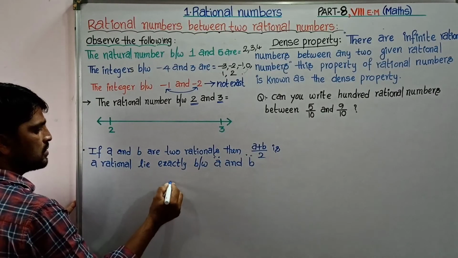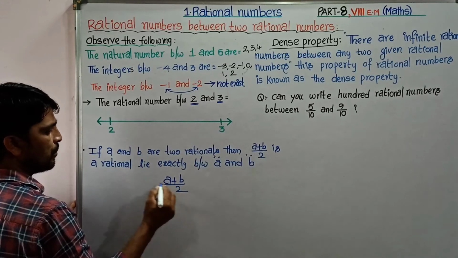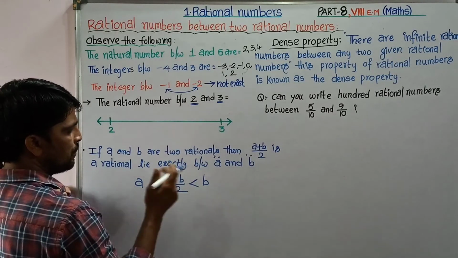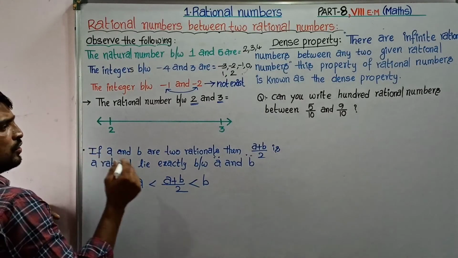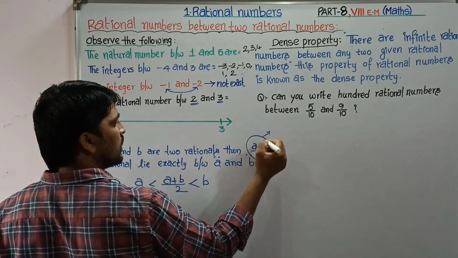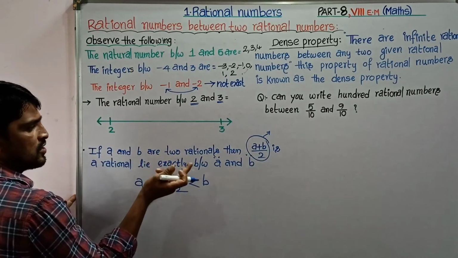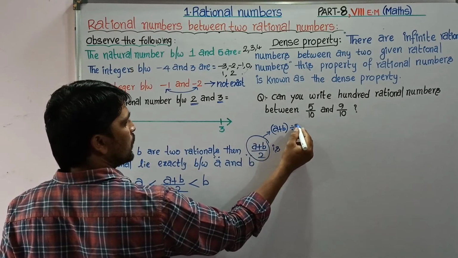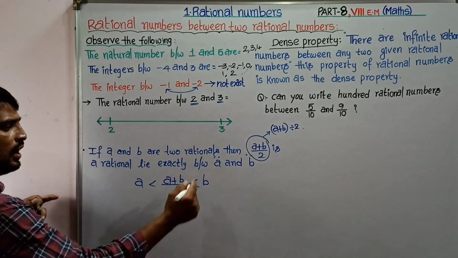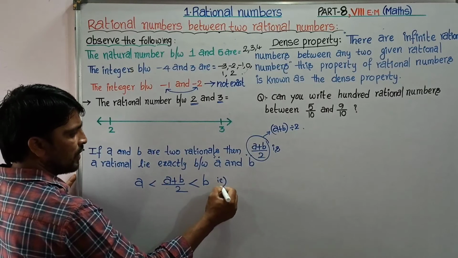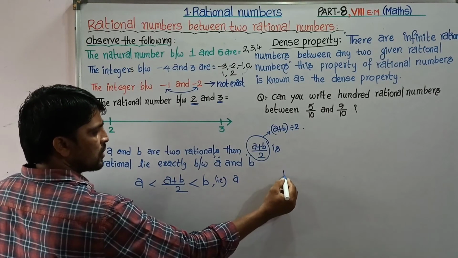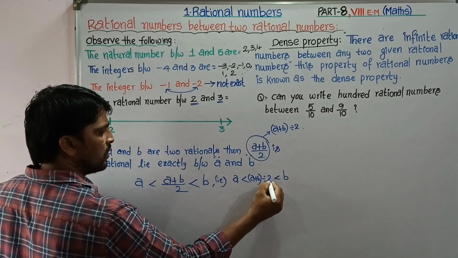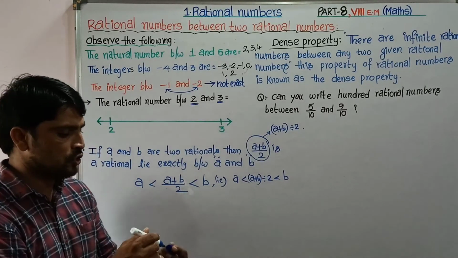That can be written as: (A plus B) by 2 is a rational number that lies exactly between A and B, that is, A is less than (A plus B) by 2, which is less than B. Now this can also be written as: if A and B are two rational numbers, then their sum A plus B divided by 2 is a rational number lying between A and B. In other words, the rational number lying between A and B is A plus B divided by 2.